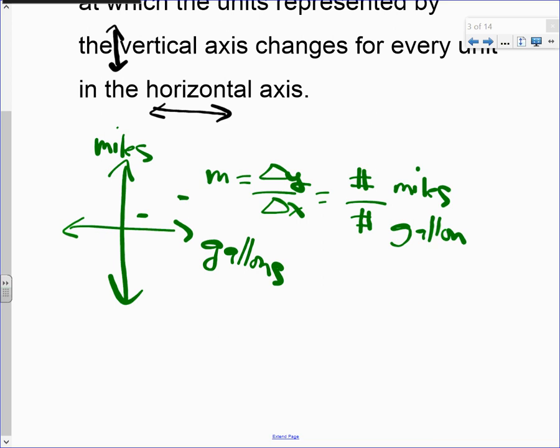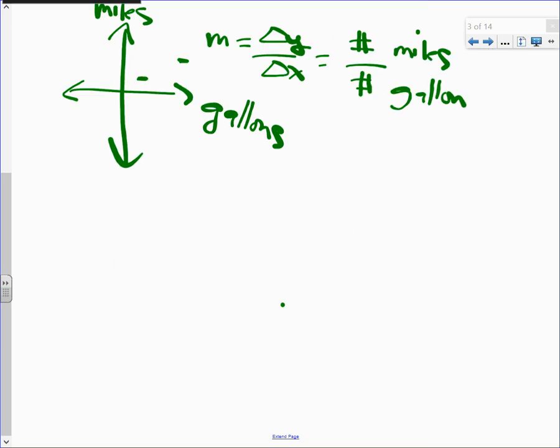And the numerator is always a delta y. In other words, whatever the y-axis means, in this case miles, and the denominator is always whatever the x-axis means, in this case gallons. Okay, so slope is rate.